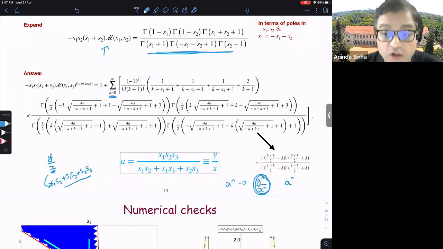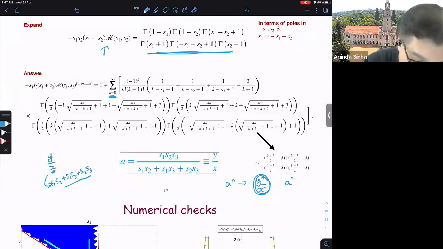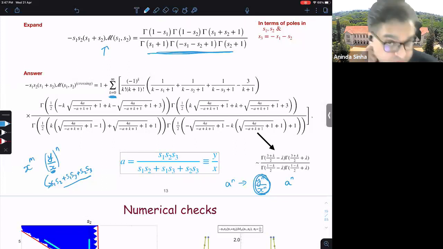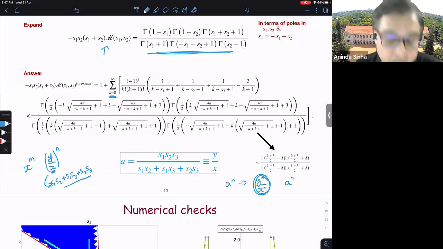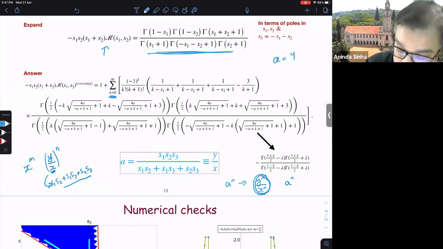We don't have to cancel all positive powers, because there could be some x to the power m, and we could have y to the power n by x to the power n, something like this. And then we want to cancel only those terms where we have negative powers of x. Okay. But where will the y come from? Because this whole thing is only a function of a, right? Yes, so a is y over x. I should have said that. So a is y over x.